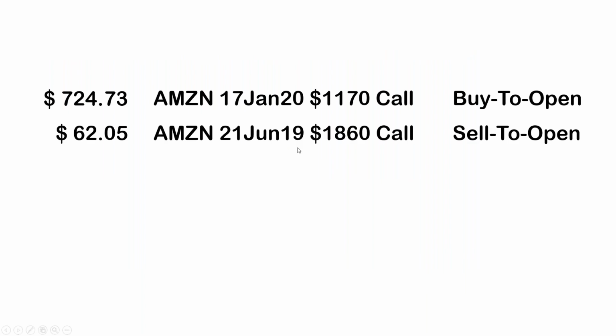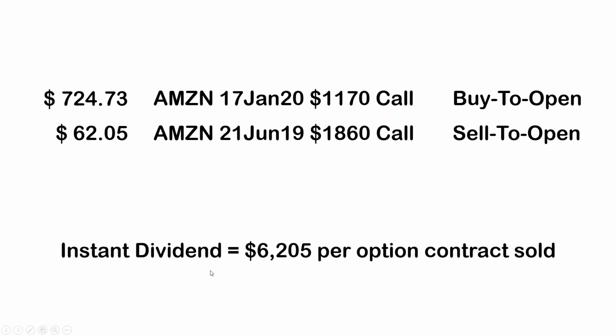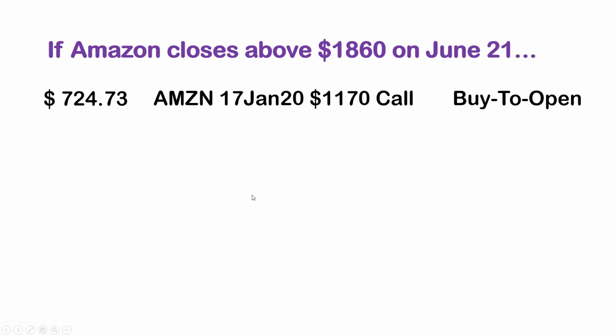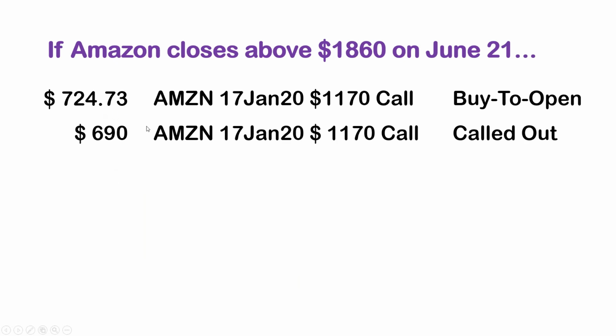We're going to still sell that near-term at the money option for premium, but we get a discount on that, it's cheaper. Our instant dividend stays the same, $6,205 per option contract sold. So if we go above 1860 on June 20th, what happens? Well, we get the difference between the two options. They're going to liquidate each other for 690.